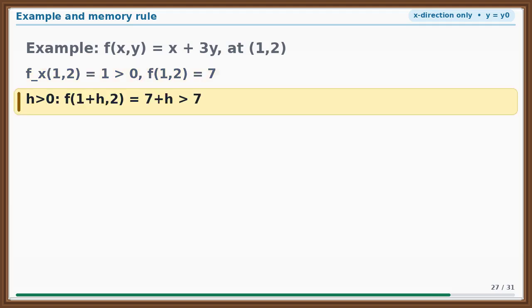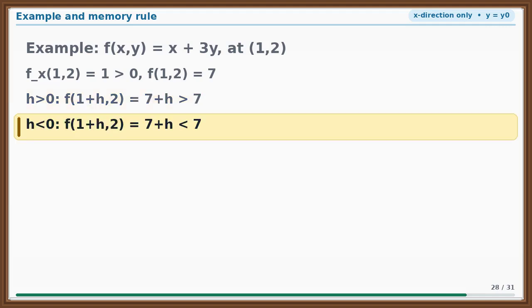When h is positive, f of 1 plus h, 2 equals 1 plus h plus 6, which is 7 plus h. Since h is positive, 7 plus h is greater than 7. The right side is higher. When h is negative, the same expression is 7 plus h, but now adding h lowers the value. Therefore 7 plus h is less than 7. The left side is lower, exactly as the sign argument predicted.